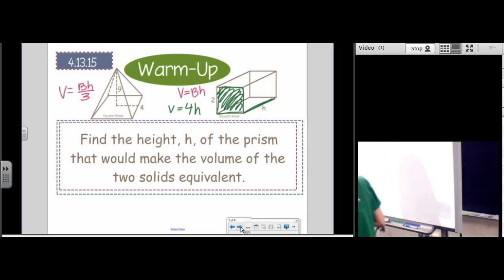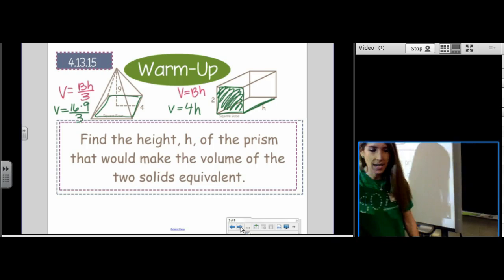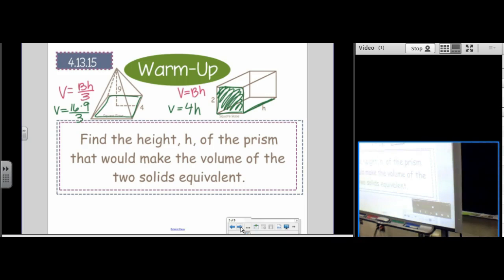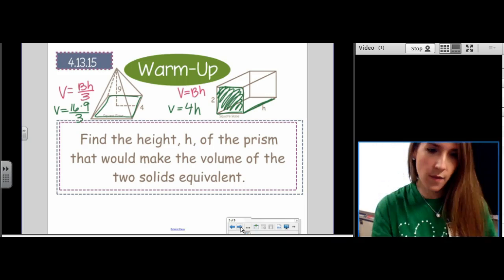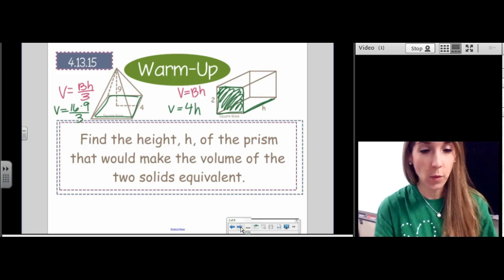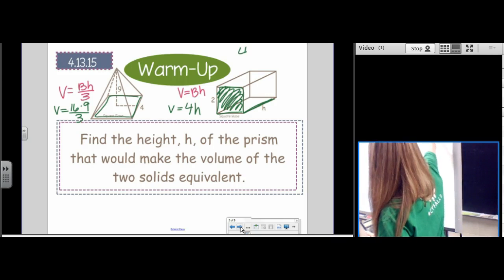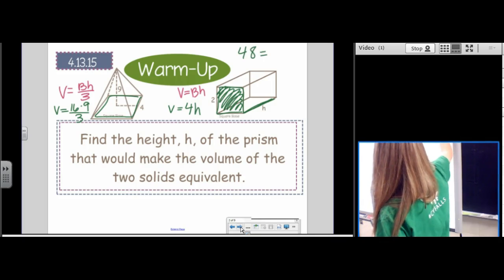Volume. So volume for the pyramid. The base for the pyramid is, it looks like 4 by 4. 16. And the height of the pyramid is 9. That's nice. We didn't have to calculate the slant height or anything like that. So the volume of the pyramid is 48. So we want to force the volume of the pyramid to equal the volume of the prism.